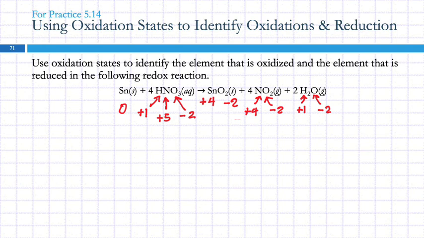So looking for the element that's oxidized, oxidation is when the oxidation state goes up, right? So we're looking for something whose oxidation state gets more positive. Well, let's check our first thing here, our first element. Tin is 0 here, and over here it's +4. So it goes from 0 to +4. Is that oxidation? Yes, it is.